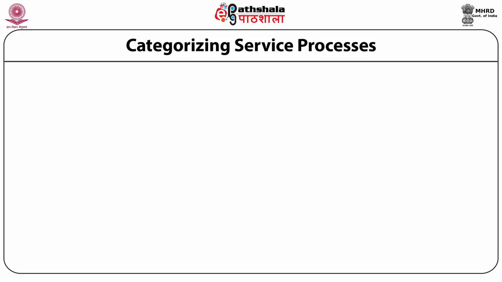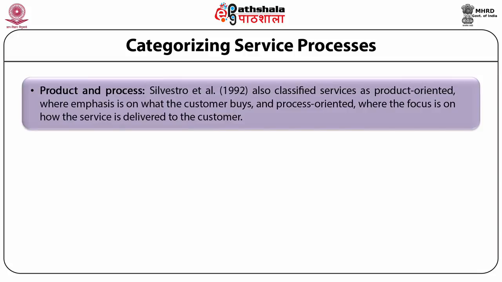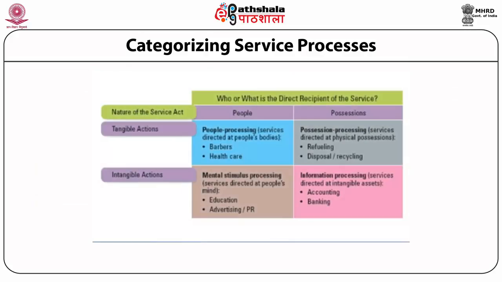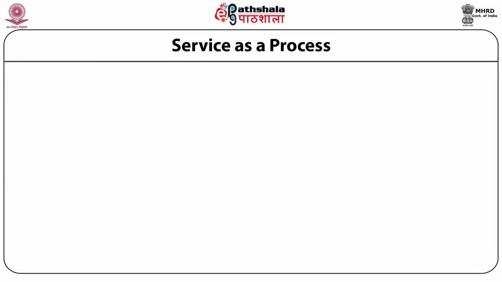Another basis for classification is product and process, where the emphasis is on what the customer buys, and process oriented is where the focus is on how the service is delivered to the customer. Thus, restaurants and transport service are product focused, whereas hotels are process focused. The diagram shown represents the classification of services on the basis of the tangible and intangible actions and the focus on people and processes. So, can we say that service is a process?